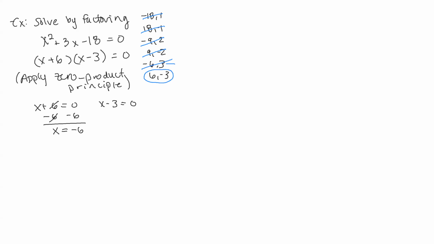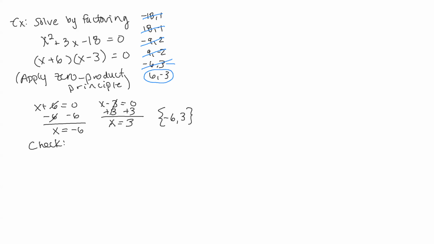Now for the second one, I'm going to add 3 to both sides. Negative 3 plus 3 is 0. x minus 0 is just x. 0 plus 3 is 3. So at this point, I would say that my solution set contains negative 6 and 3, but I do want to show you how to check your work.